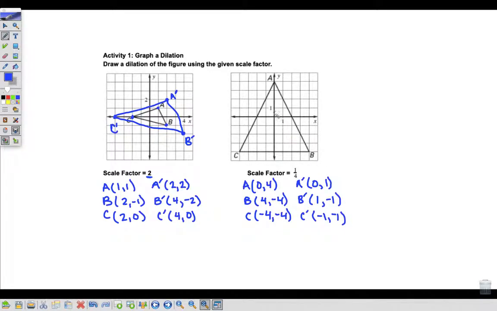So now I can plot my points. So I have 0, 1. So that's A prime. 1, negative 1, B prime. And then negative 1, negative 1, C prime.